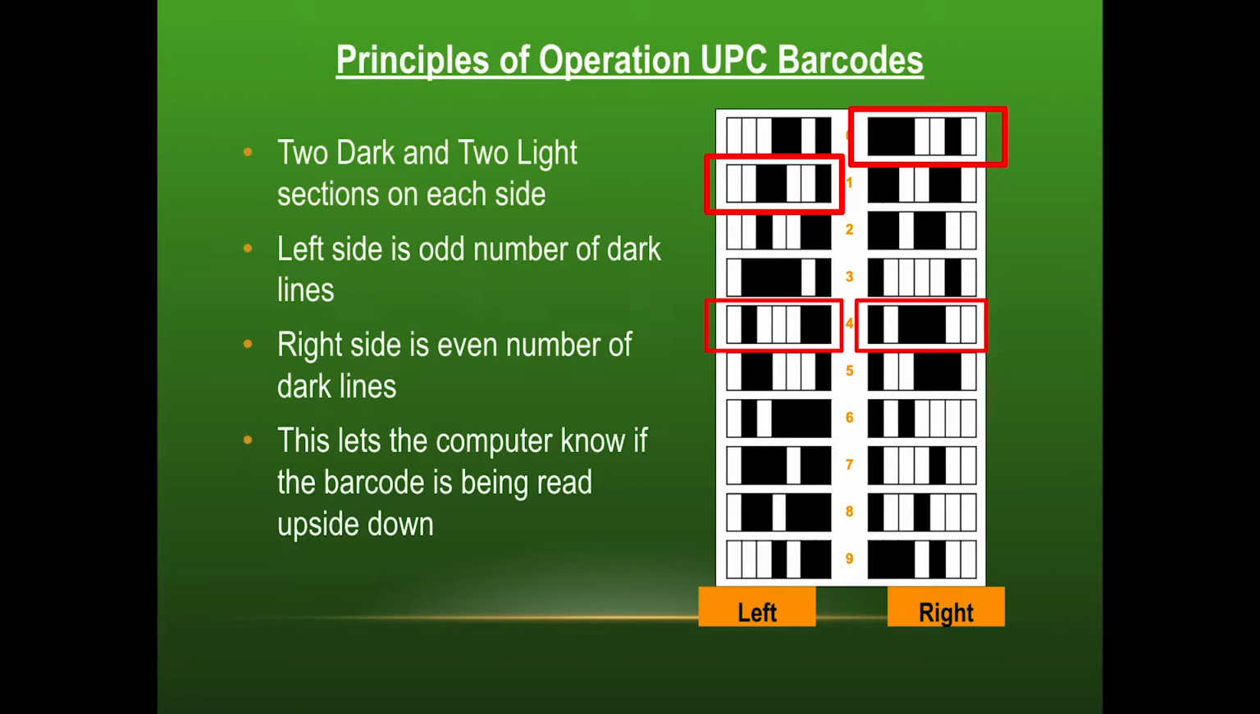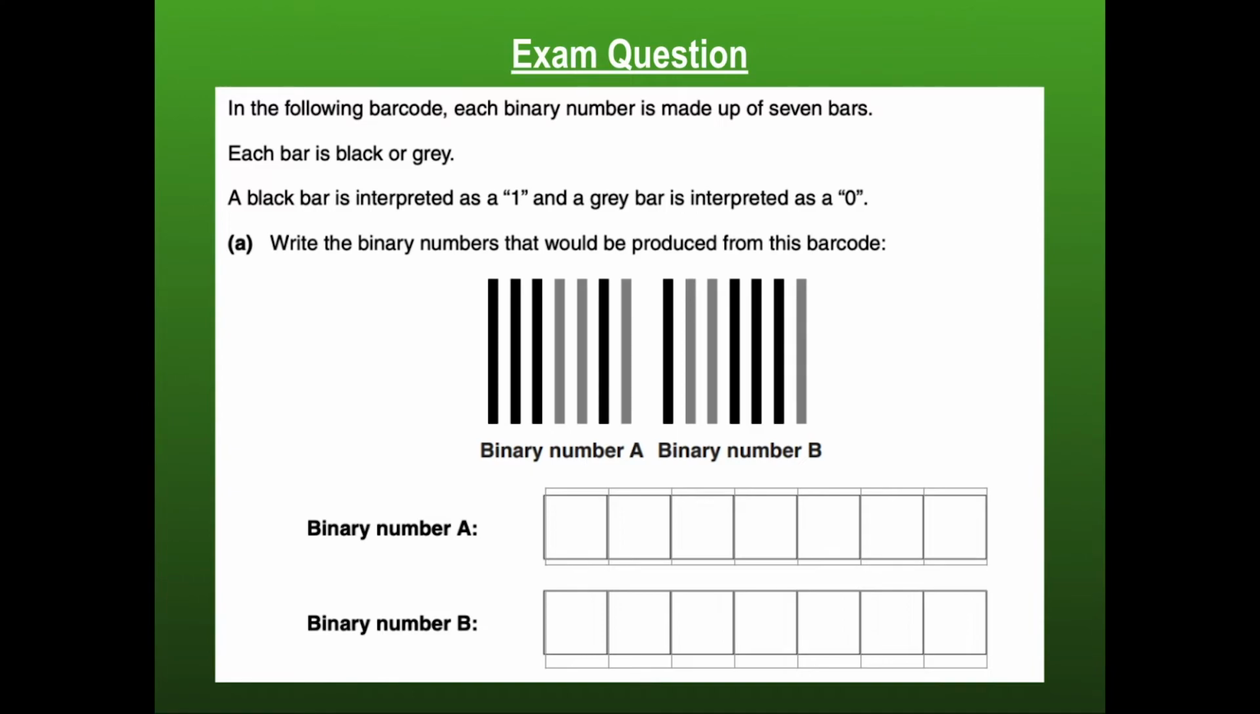And it is then able to process that data appropriately. So here's an example exam question for barcodes and its binary interpretation. It says, in the following barcode, each binary is made up of 7 bars. So there's 7 bars here, 7 bars here. Each bar is black or grey, so we have a dark and a light, and the black bar is interpreted as a 1, and the grey bar is interpreted as a 0. So it says, write the binary numbers that would produce this barcode.